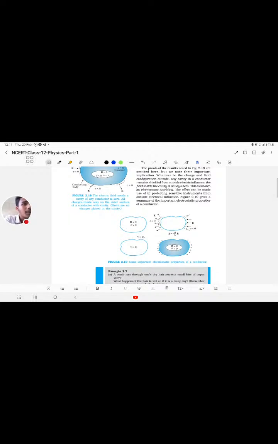The effect can be made use of in protecting sensitive instruments. So we have certain important properties of electrostatics. Basically, the electric field at a particular surface is going to be equal to sigma by epsilon naught n cap. The electric field inside the conductor is going to be 0, since the charge present inside the conductor is 0, and the potential is going to be the same as that of the surface itself. Whenever there is a cavity inside the conductor, the electric field inside the cavity is going to be 0, since there is no charge present there, no matter how much charge is present on the outer surfaces.